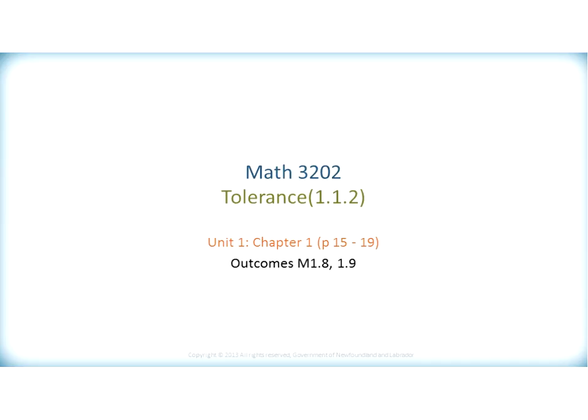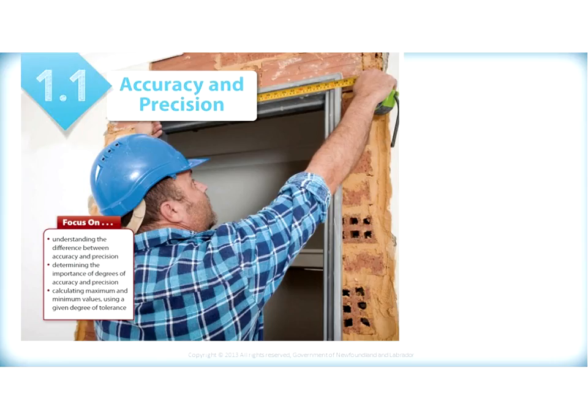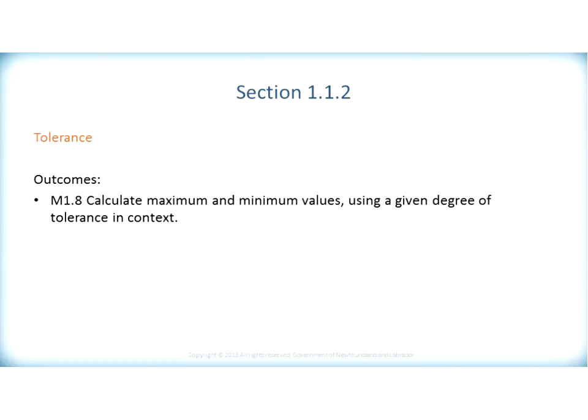In this video, we're going to look at a concept that's related to precision and accuracy, and that is the tolerance in a given measurement. Specifically, we're going to calculate maximum and minimum values using a given degree of tolerance. The outcomes we're going to cover include calculating maximum and minimum values using a given degree of tolerance in context, and solving a problem that involves accuracy, precision, or tolerance.